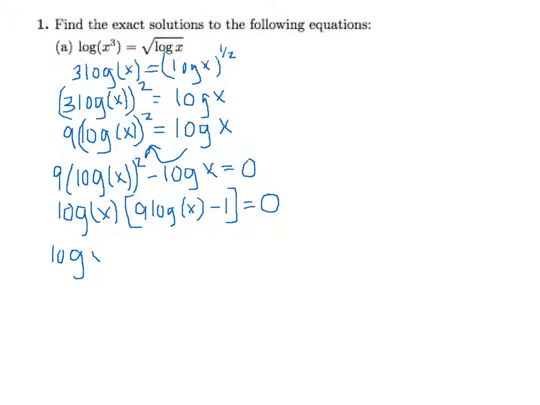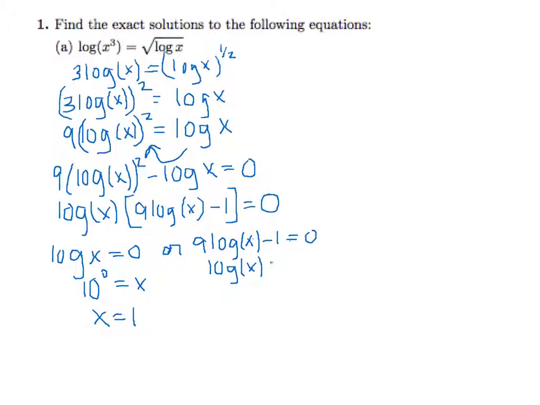So log of x equals 0, or 9 log of x minus 1 equals 0. So let's go ahead and solve for x. For the first one, this is 10 to the 0 equals 1. That's one of your properties. So x equals 1. And for the second one, we have log of x equals 1/9. And so x equals 10 to the 1/9.